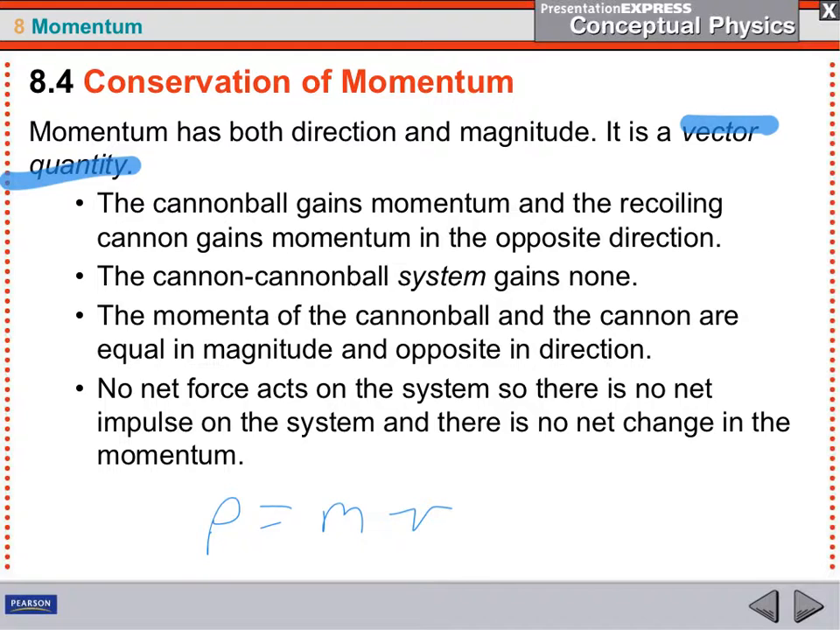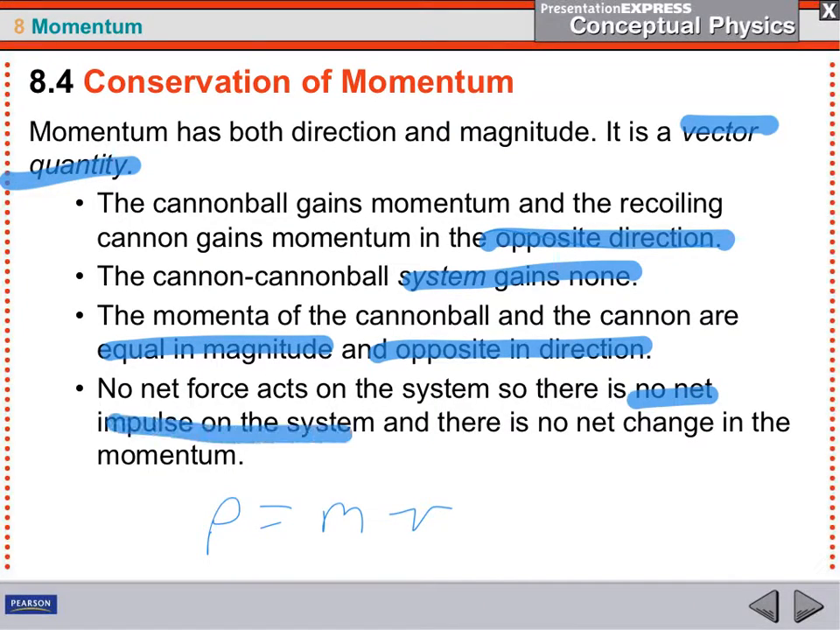The cannonball gains momentum and the recoiling cannon gains momentum in the opposite direction. The cannon-cannonball system gains none. The momenta of the cannonball and the cannon are equal in magnitude and opposite in direction. No net force acts on the system, so there is no net impulse on the system, and there is no net change in the momentum.